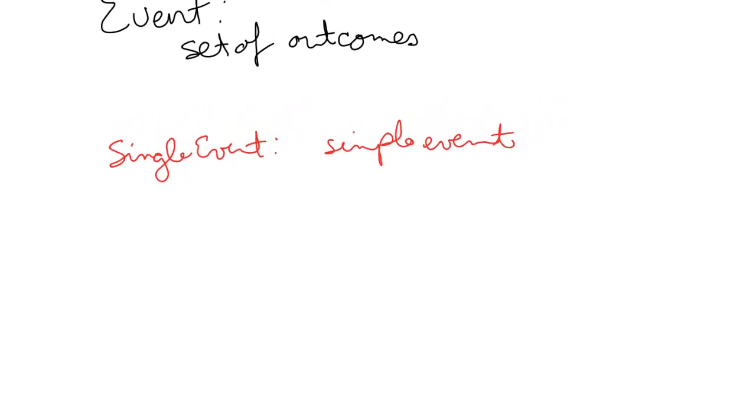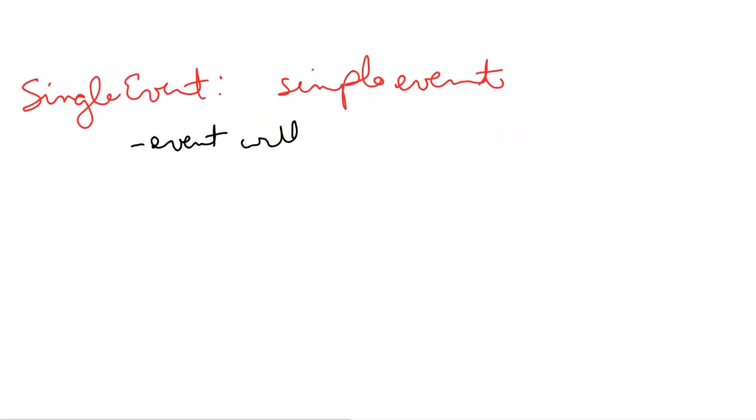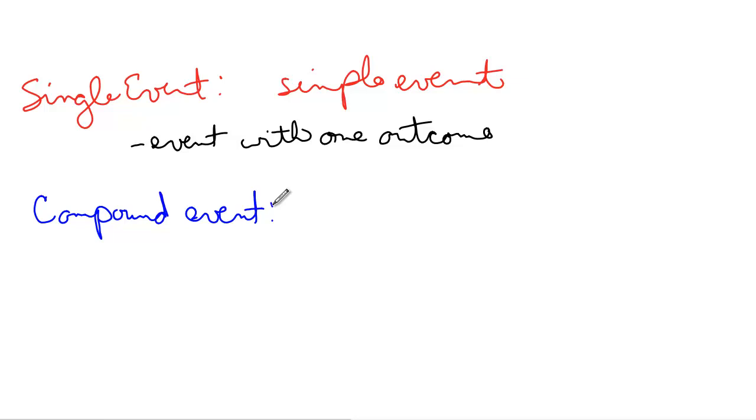So, a single event, also known as a simple event, is an event with one outcome. In other words, we're only going to have the first outcome and that's it. A compound event is an event with 2 or more outcomes, or 2 or more simple events. So this is where we're going to have 2 children, roll 2 dice, roll 3 dice, things like that. They're compounded onto each other.